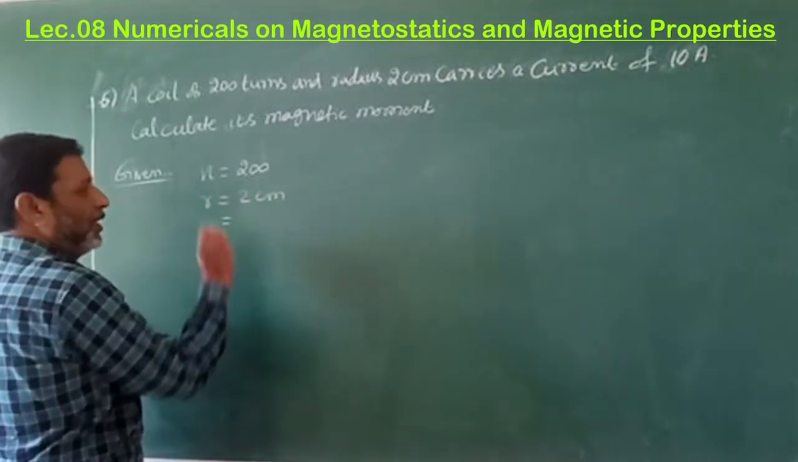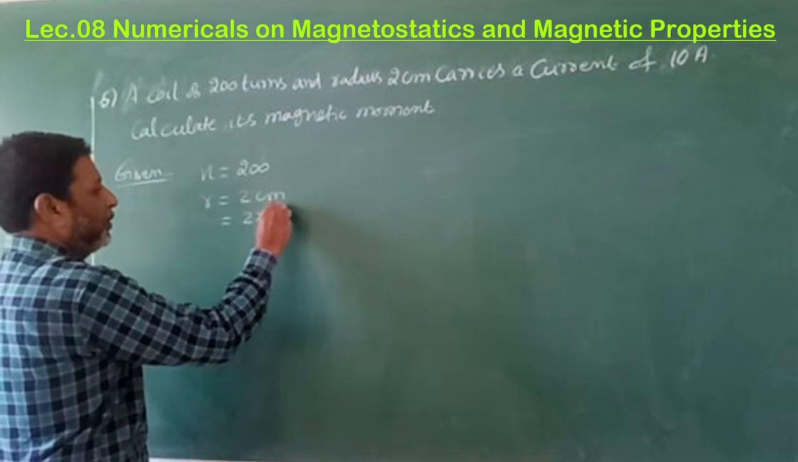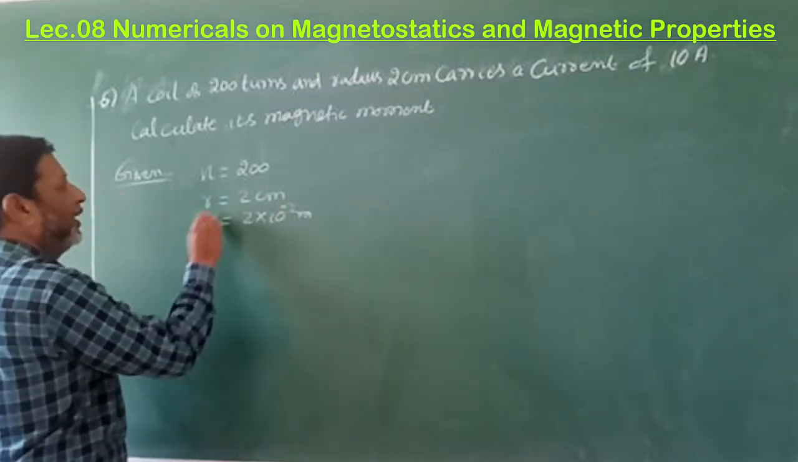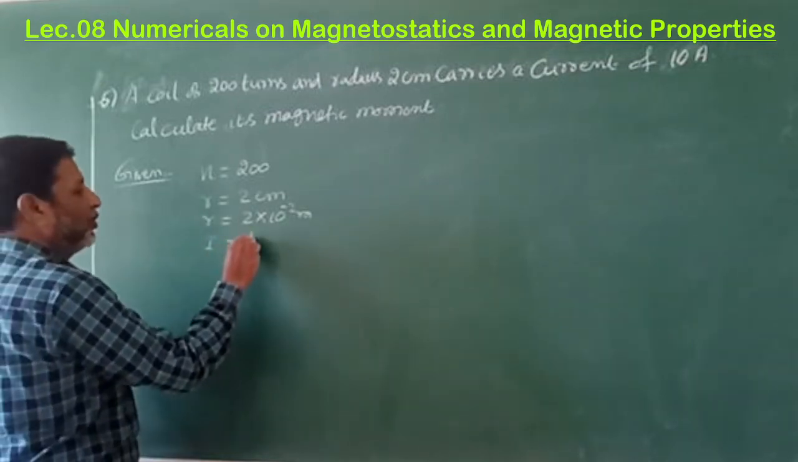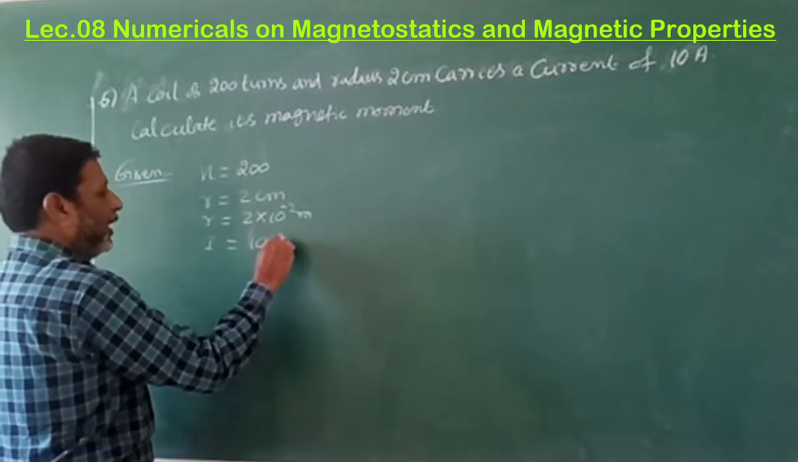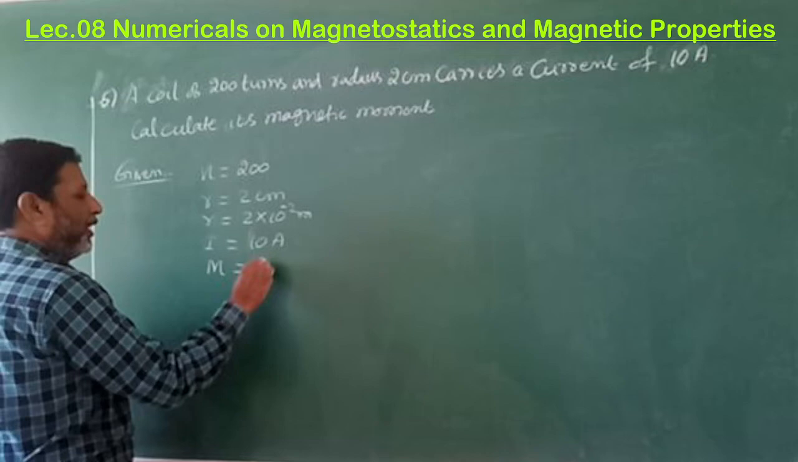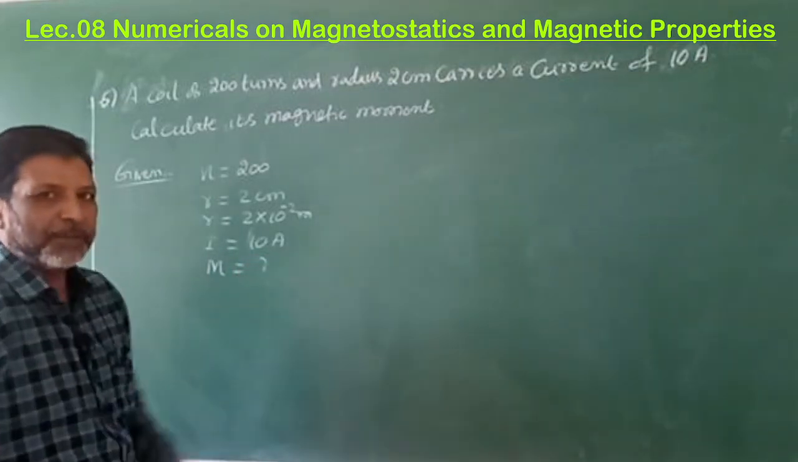This you have to express in terms of meters, 2 into 10 raised to minus 2 meters radius. And how much amount of current it is carrying? It is equal to 10 amperes. Then what is the magnetic moment of this circular conductor?